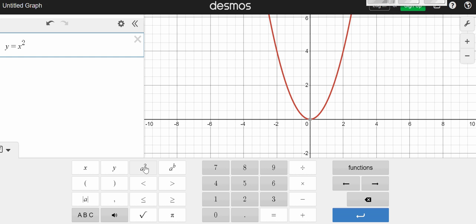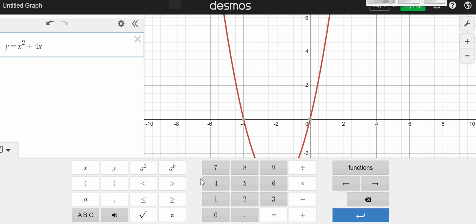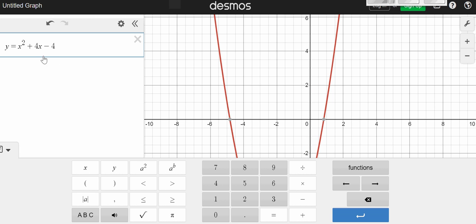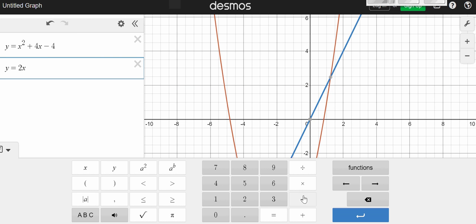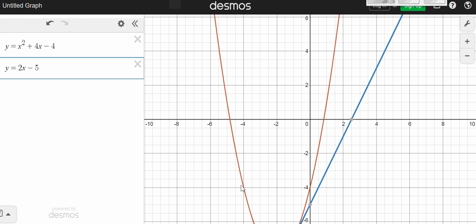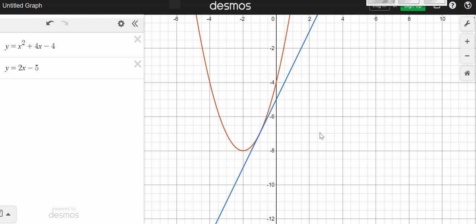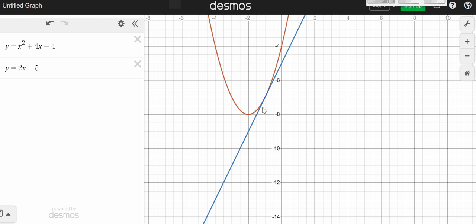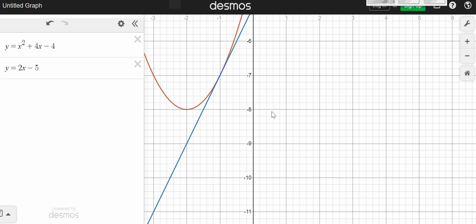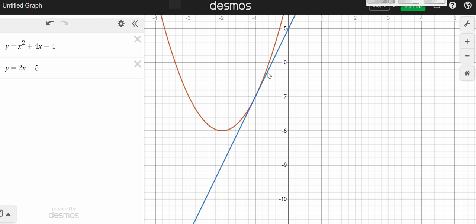X squared plus 4x minus 4. And go to the next line, type in your second equation. Close your little keyboard and whoop. You can zoom in or out as needed. I'm going to zoom in a little bit. It's hard to tell where that intersection point is. Looks like it's here. But this is why we also need to know how to check it.